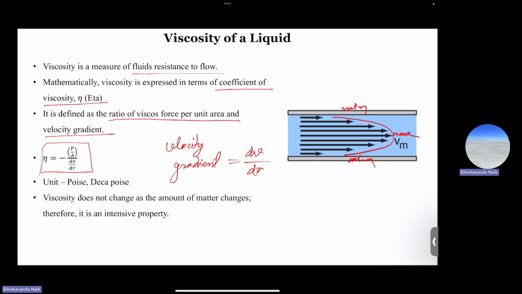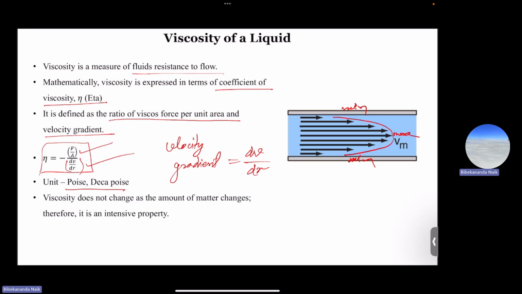So the coefficient of viscosity is viscous force per unit area. F is the viscous force and A is the area of cross section. So viscous force per unit area is F by A, and the velocity gradient is dv by dr. And the units of viscosity are poise and decapoise. 1 decapoise is 10 poise.